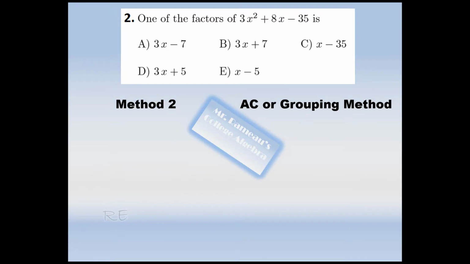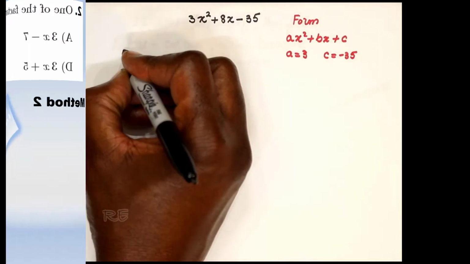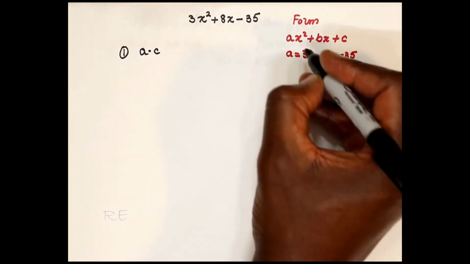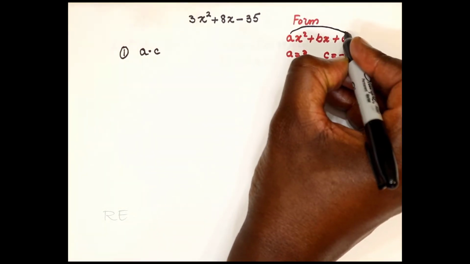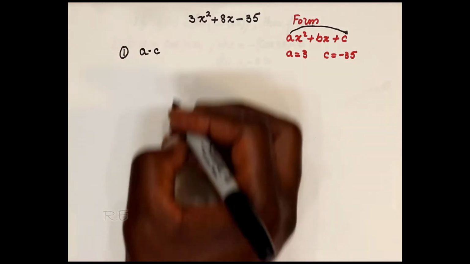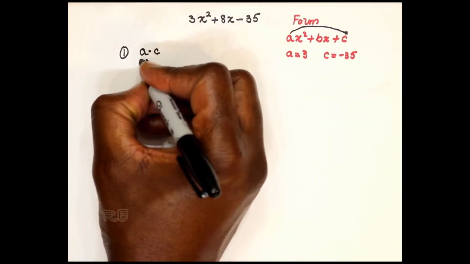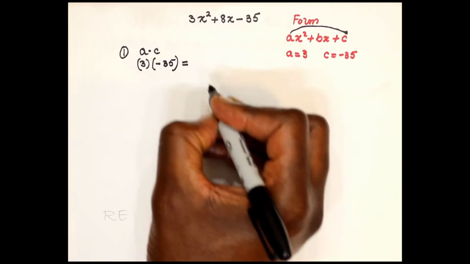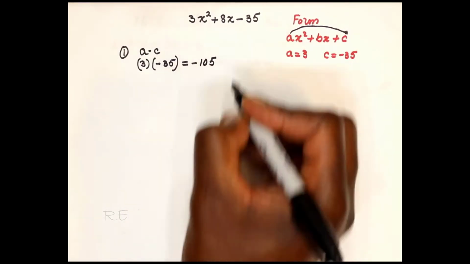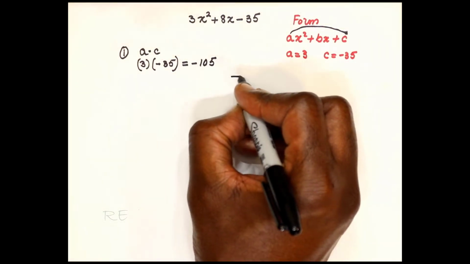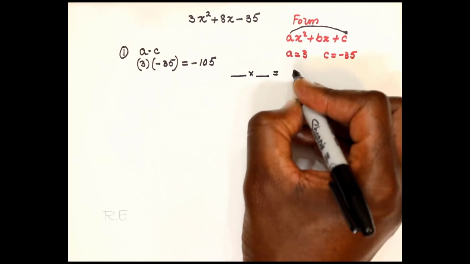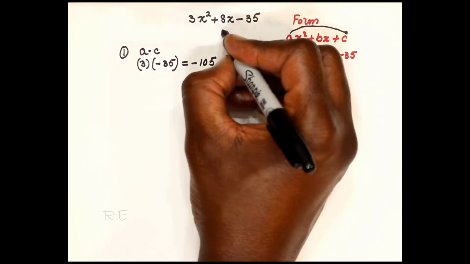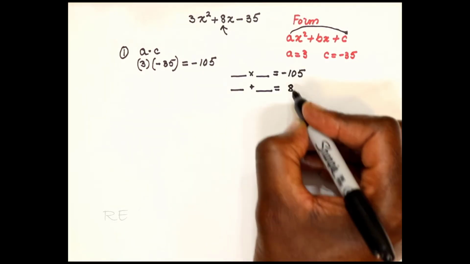The second method that we're going to use is the AC or grouping method. We're going to multiply A by C, and A is equal to 3. C is equal to negative 35. Therefore, we'll get 3 times negative 35, which is negative 105. Now, if the expression is factorable, the product will be equal to negative 105, and the sum will be equal to 8, which is the coefficient of the middle term.